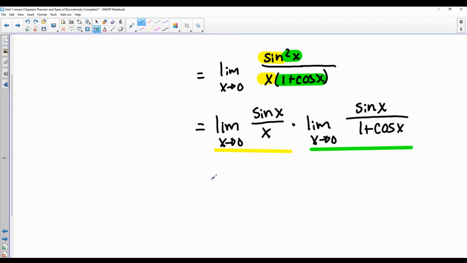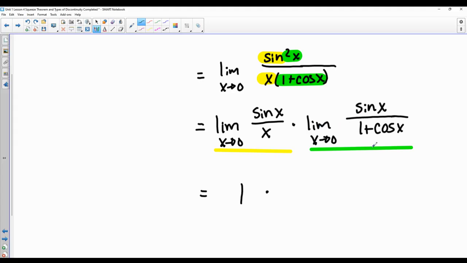One of these should look familiar. The yellow one that I just underlined is the one that we just proved. We just proved that this limit is equal to 1. Again, I can drop the limit notation because I have taken the limit.